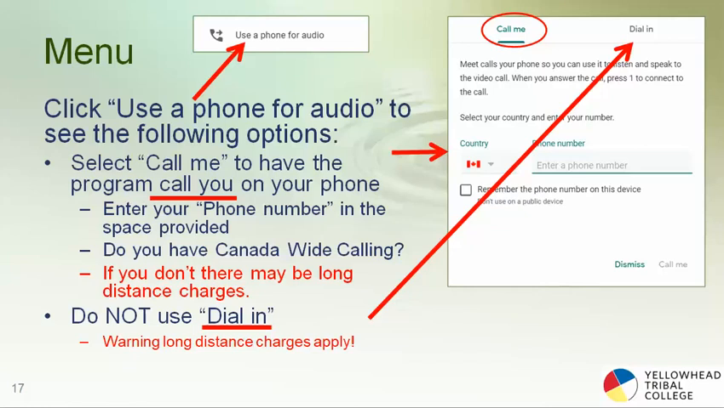The Call Me option is best, but again, if you don't have Canada-wide calling as an option on your phone plan, then you may still be looking at paying long-distance charges. So make sure you check your plan before trying this method. Basically, though, the method is quite simple. You just enter your phone number here, click on the Call Me button in the bottom right-hand corner of the window, and Google will call you, and it'll ask you when you're ready to enter the meeting by just typing or clicking on your phone the 1 key. Simple as that. Then you're entered into the conversation.